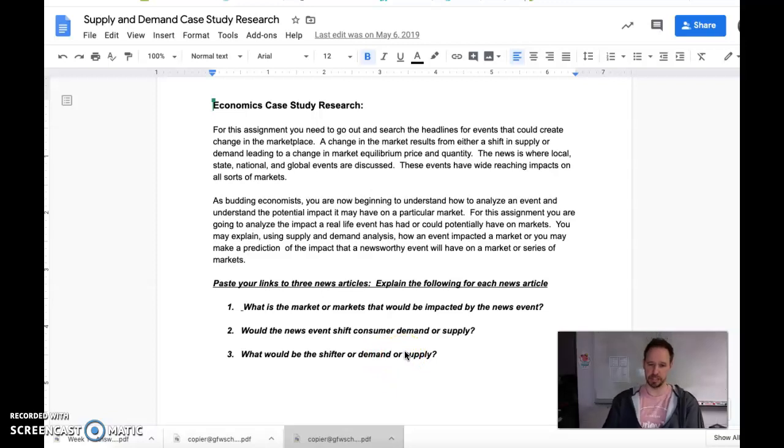But if you don't, go back and look at the notes. I still have them all posted there. Remember, changing consumers' incomes, attitudes, expectations of the future, prices of related goods, number of buyers. Okay, those are the shifters that can shift that demand curve.